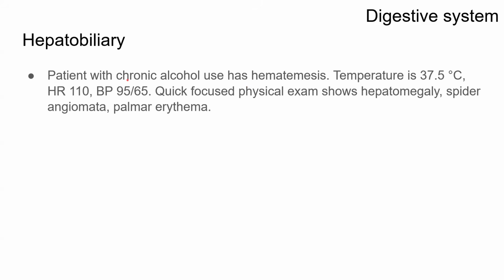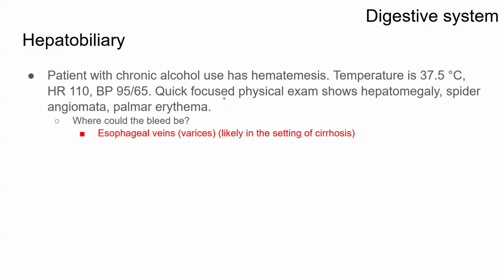They're bleeding, so that's probably the chief concern here. So you want to think about where the bleed is. In this case, this is likely a bleeding esophageal vein from a varicose vein in the esophagus, likely in the setting of cirrhosis. So the reason why this all comes together is this patient has chronic alcohol use, they have hepatomegaly, spider angiomata, palmar erythema.